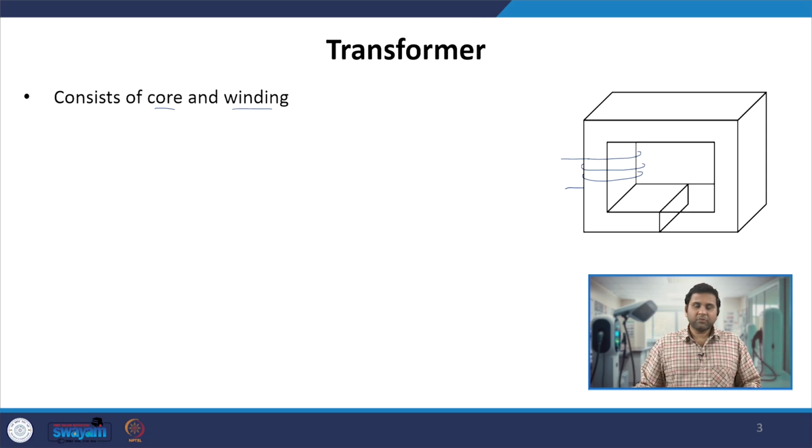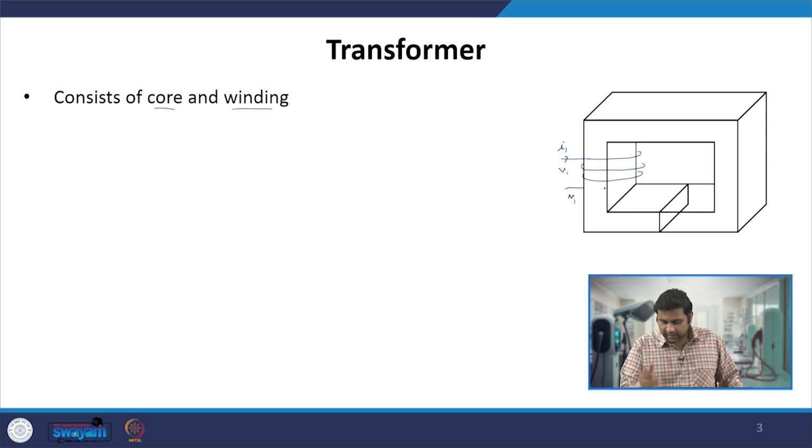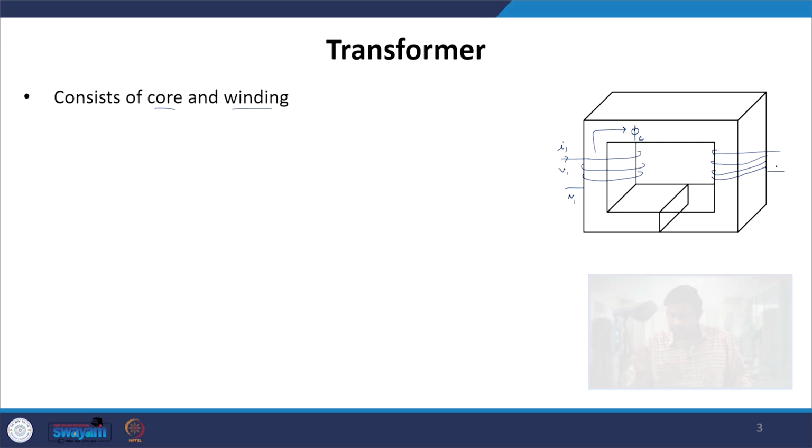Here, in a transformer we mostly have two windings: winding 1 with, let's say, N1 number of turns, having current going into the winding, which generates flux, and depending on the direction, that flux is in the core, which we define as phi c. Similarly, on the other side we have another winding, going like this, going like this, and then finally coming out from behind.